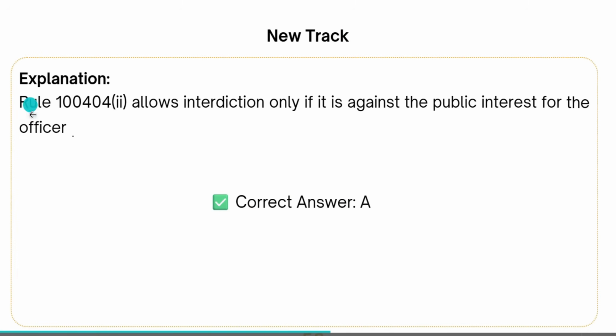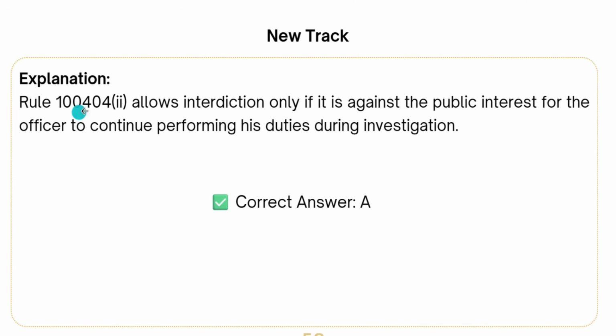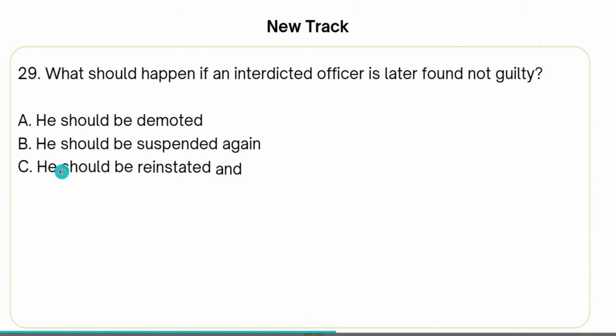And remember, the rule, chapter 10, section 4, rule 4II allows interdiction only if it is against the public interest for the officer to continue performing his duty during investigation. That is option A.